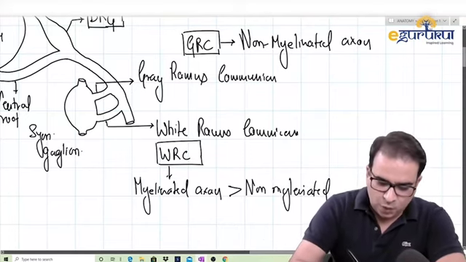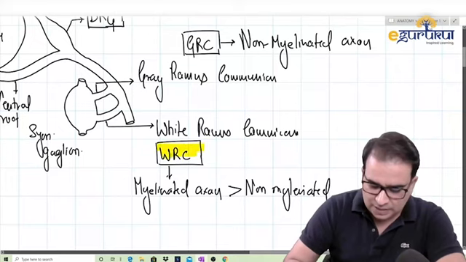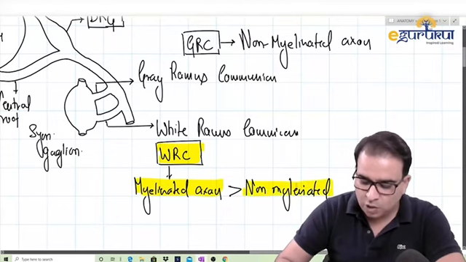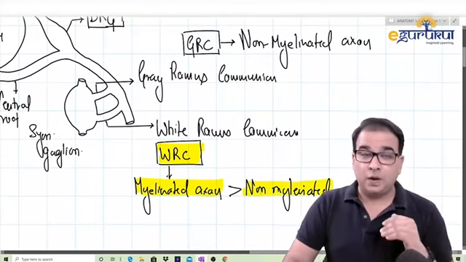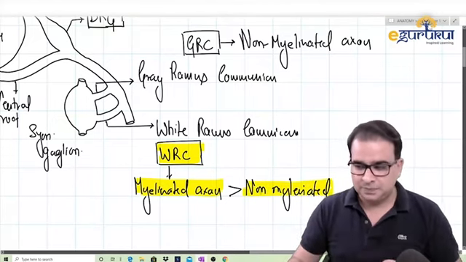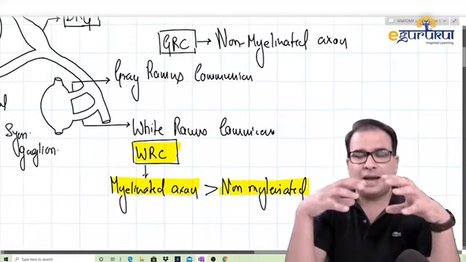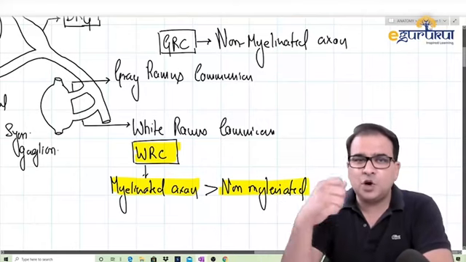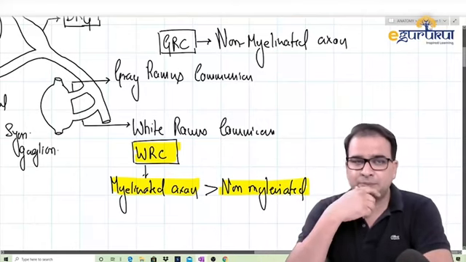That means in the white Ramus communicans, that's an important thing, we not only have the myelinated axons, we do have some non-myelinated axons as well. And where they're coming from, we will discuss that in a while. So first we need to look at the anatomical location of the ganglion, then how it is connected to the spinal nerve, and then we can talk about what nerve fibers are running into it.